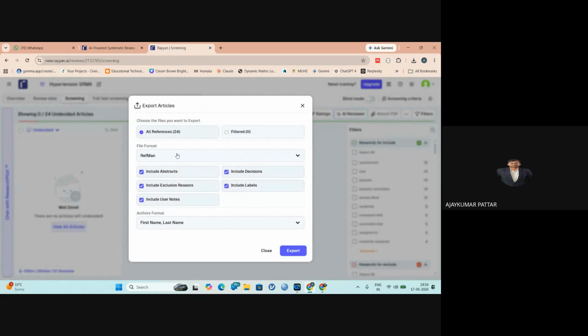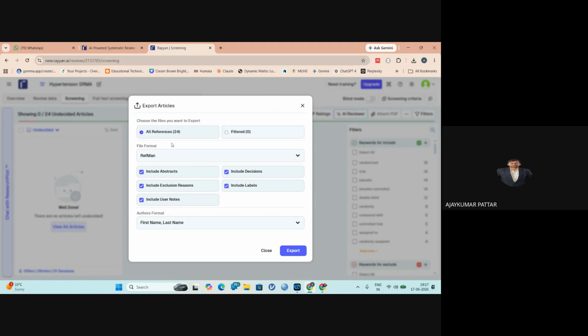Here, 24, here I will click filter 0 as we don't have any filters. All references final 24, but even in 24 we have excluded one file. So it is showing all references.